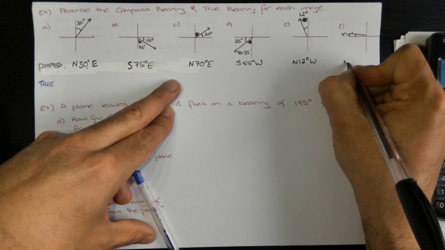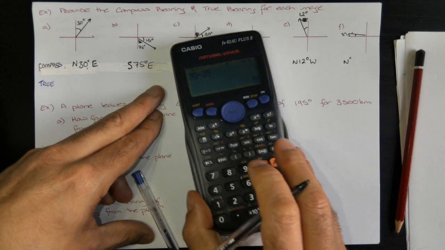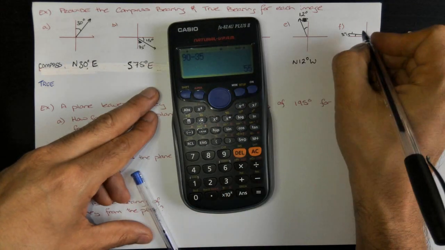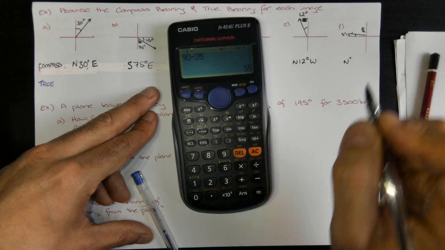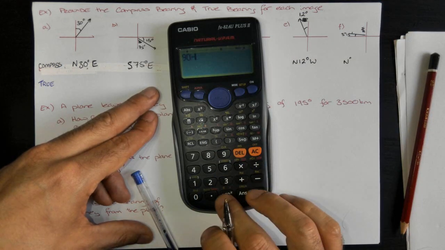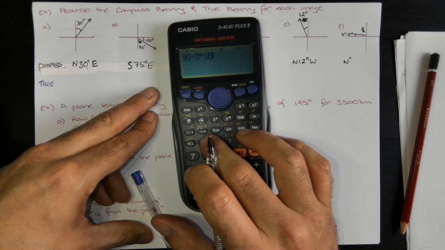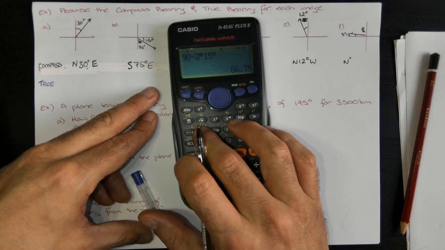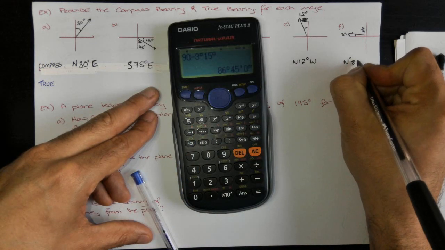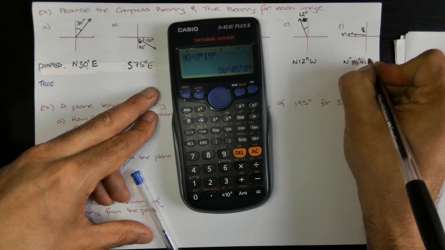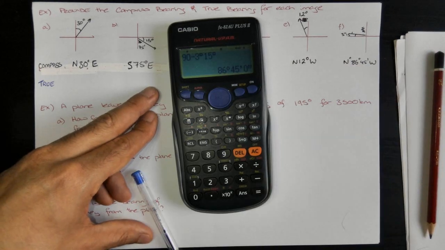I'm still facing north, and I want to minus, because I really want this part here. So I've got 90 minus 3 degrees and 15 minutes. And I get 86 degrees and 45 minutes to the west.